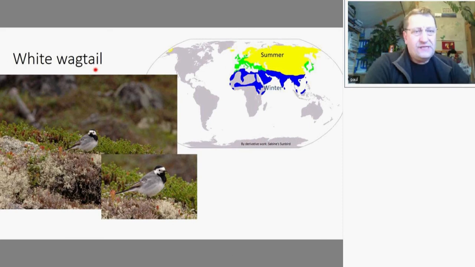Our other species, in the wagtail family, is the white wagtail. We like to have the registration in the spring when these birds are coming. It's a very nice little bird, and it has its sounds of chit chit chit chit and such, which are easily heard.